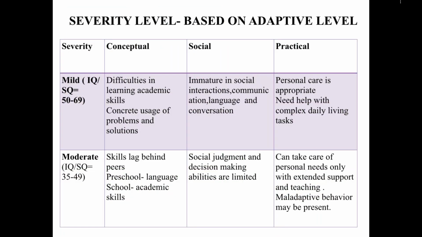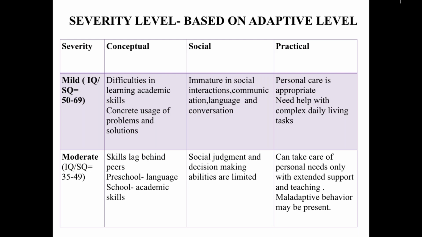Now, based on the adaptive functioning, so I hope you understand what is adaptive functioning. So adaptive functioning is how you are performing actually functionally in this society. So based on that functioning, the social quotient is calculated, and the severity of intellectual disability or GDD is decided. So mild ID is when the IQ or SQ is between 50 to 69.